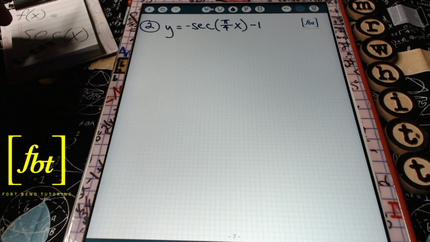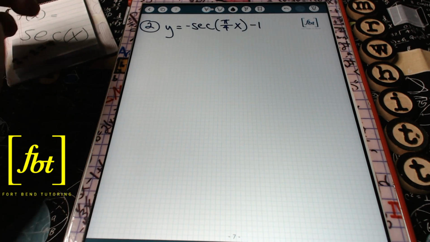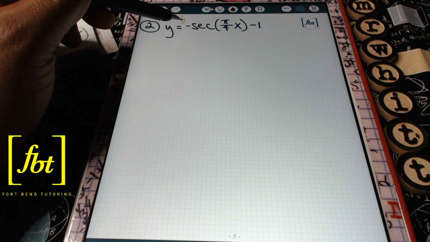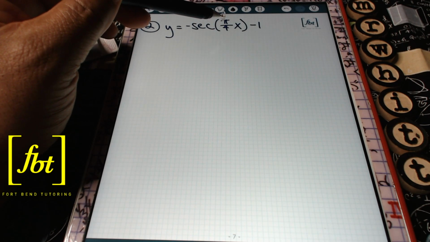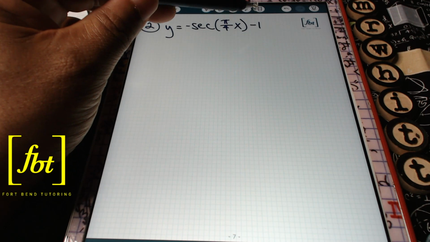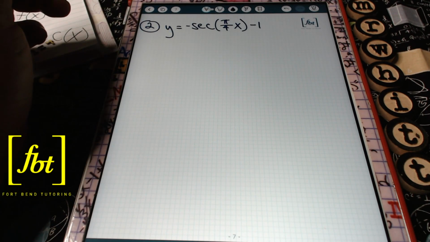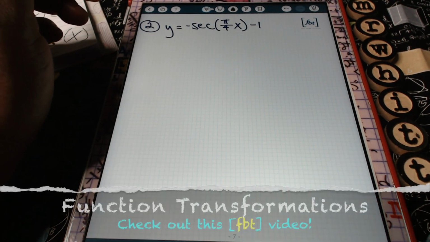In number 2, we have y equals -secant of pi over 4x minus 1. So in a problem like this, we're going to have several transformations. For instance, I know because this value is negative in front that we have a reflection across the x-axis. I also know that we're going to have a horizontal stretch because of our b value of pi over 4. And I also know that we're going to have a vertical shift of -1.